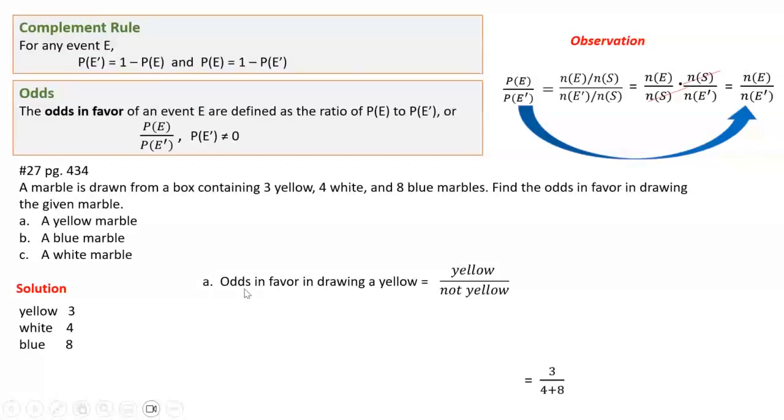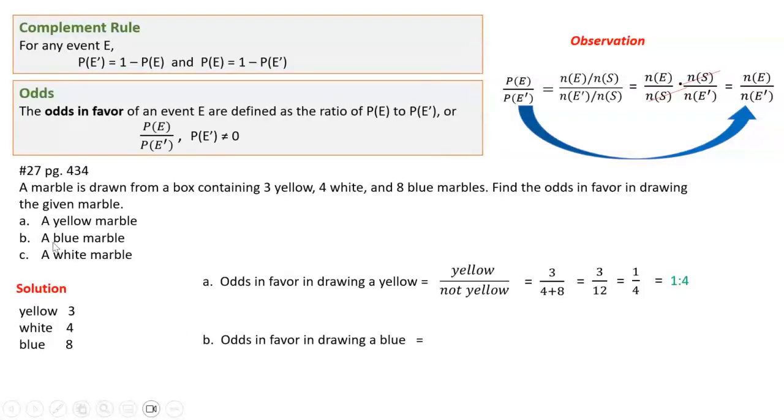That's what the formula means. So how many yellow are there? There's 3. Over not yellow, which will be the white and the blue, which is 12. 3 over 12, you can reduce it to 1/4, but this is how you write the odds in favor. That means 1 to 4. For example, when you gamble in Vegas, that's how they have the odds, like 1 colon 4. That's the correct answer, 1 to 4.